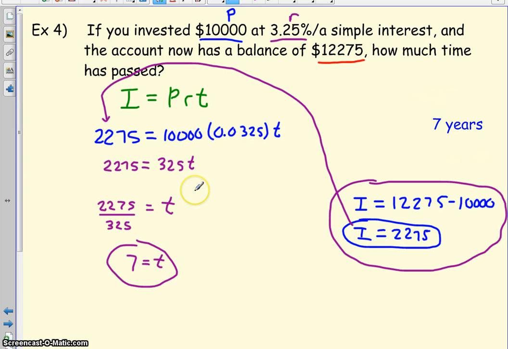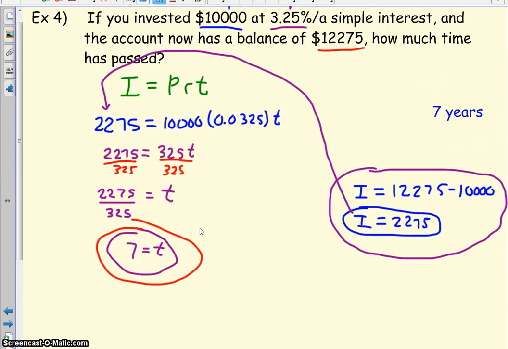So all that's left here is just some quick little algebra. I multiply 10,000 by 0.0325, I get 325, and then just to quickly finish off, I divide both sides of the equation by 325 to isolate for T. Once that's done, I wind up with T being equal to 7 years, and that's it, that's all.